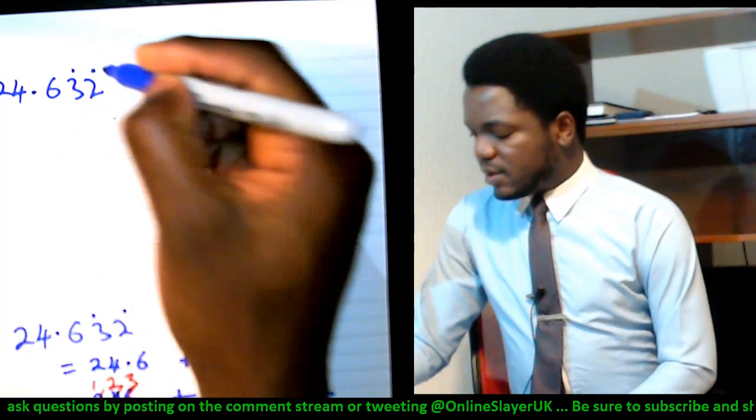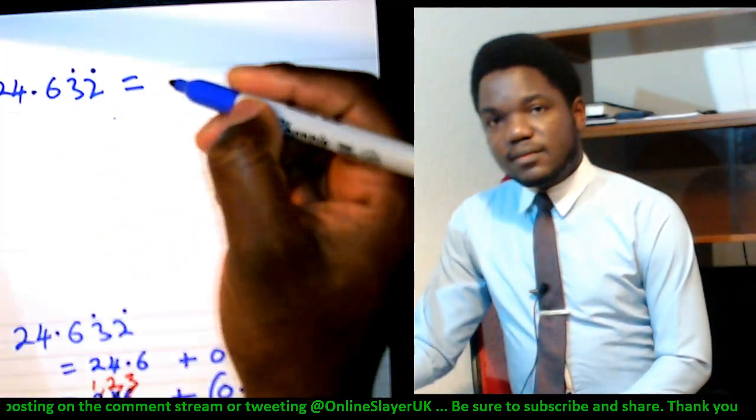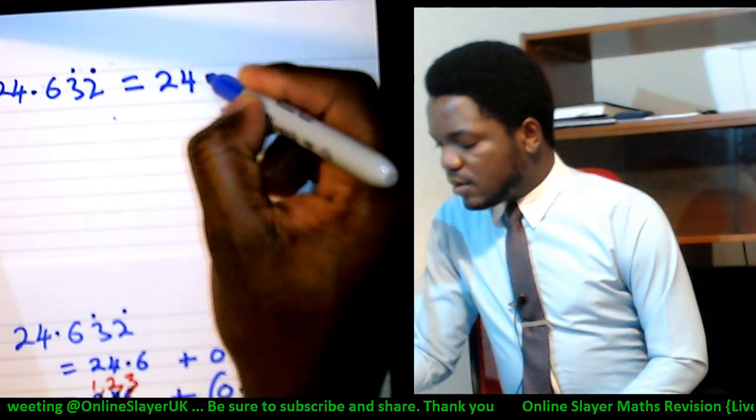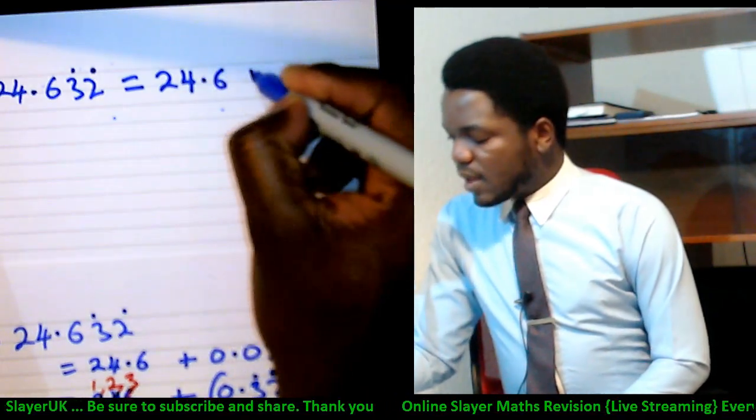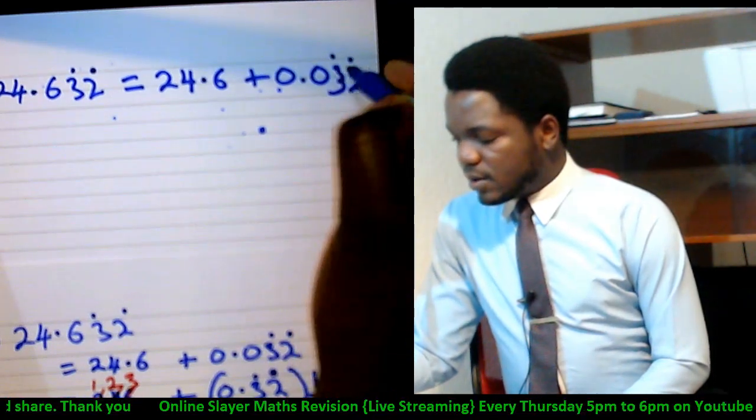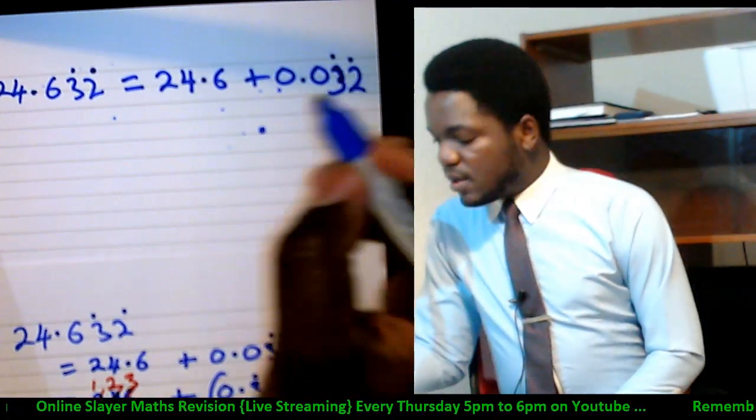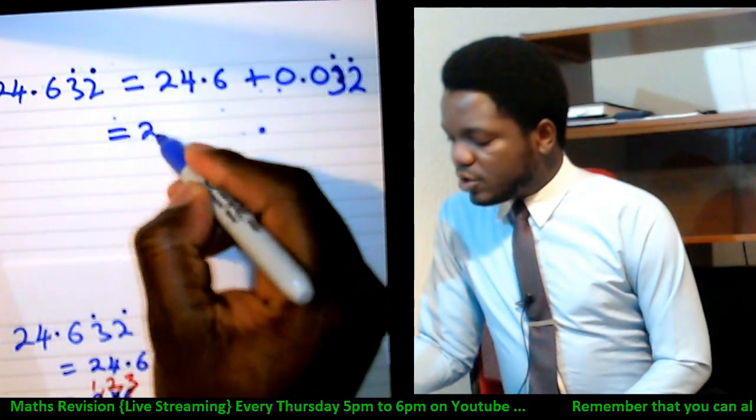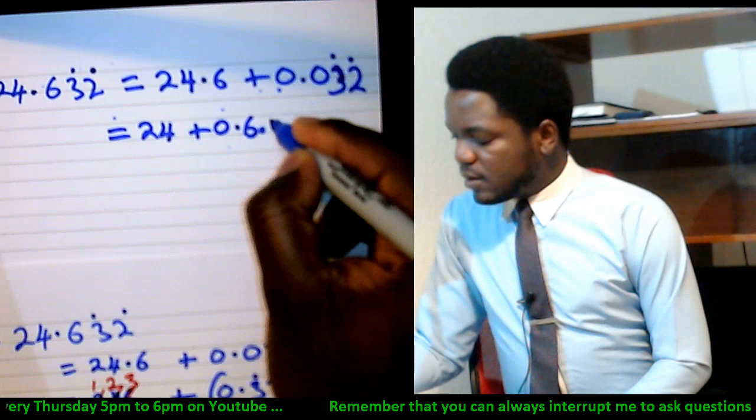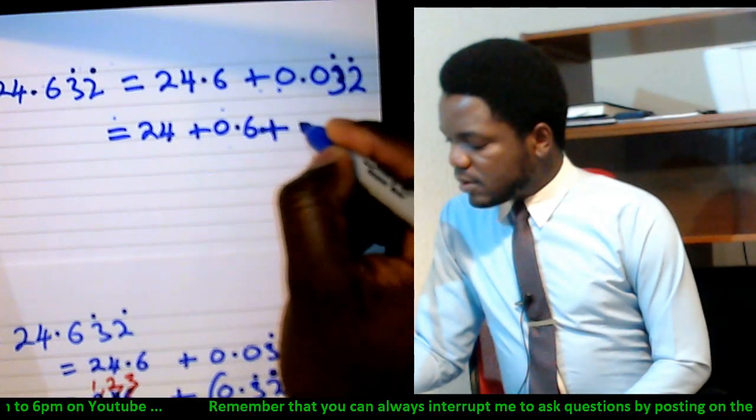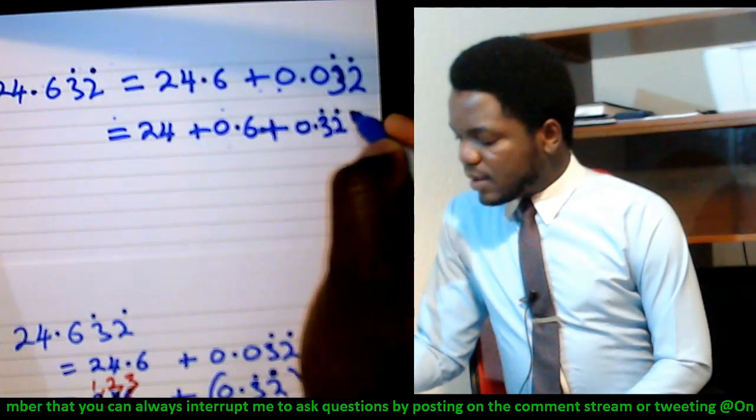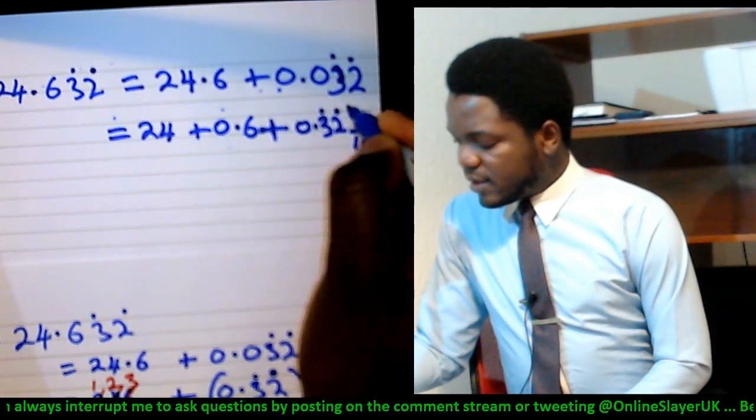24.632 with a dot on these guys is the same thing as 24.6 plus 0.032. Okay, sorry about that. And this is also the same thing as 24 plus 0.6 plus 0.32 with a dot on them times 1 over 10, right?